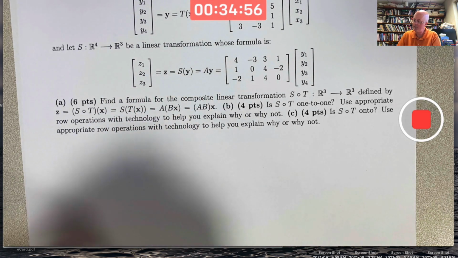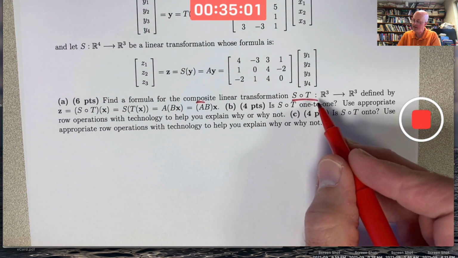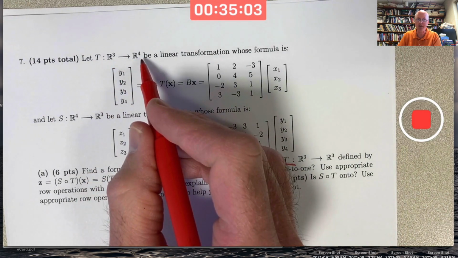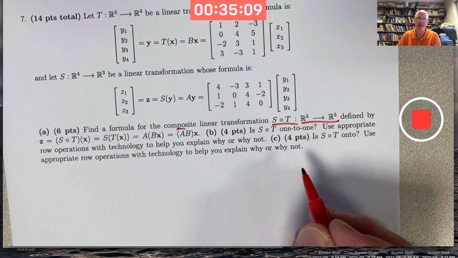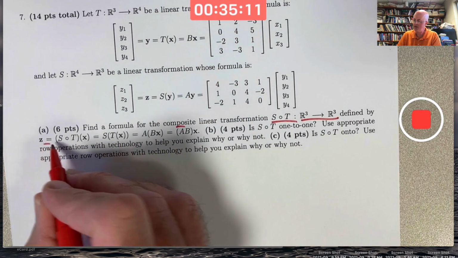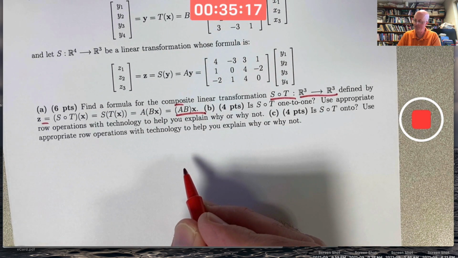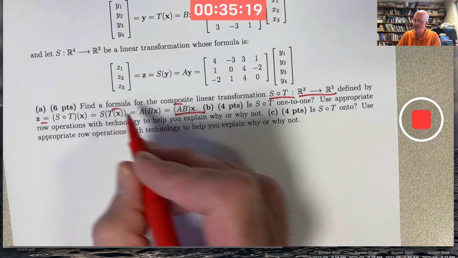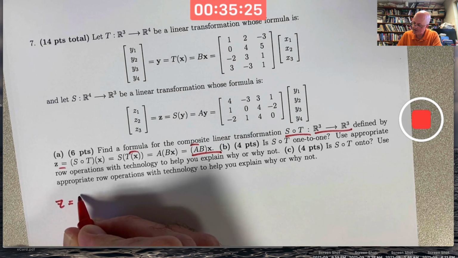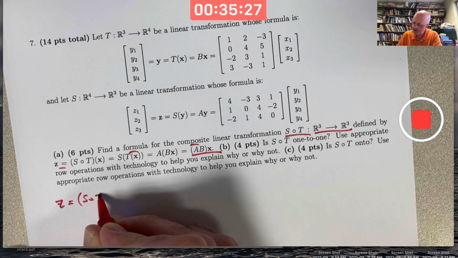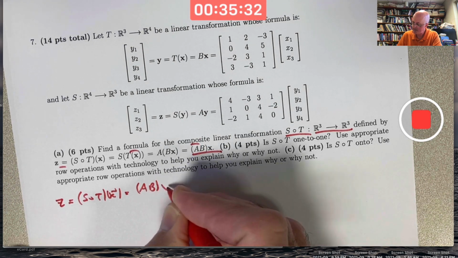Part A, find a formula for the composite S compose T, where you apply T first to go from R3 to R4, and then apply S second to go from R4 back to R3. The composition goes from R3 to itself. It's ultimately defined, and you should know this without me telling you, by this equation, A times B times x. So to find a formula, we need to find A times B. Okay, so z equals S composed T of x is ultimately A times B times x.